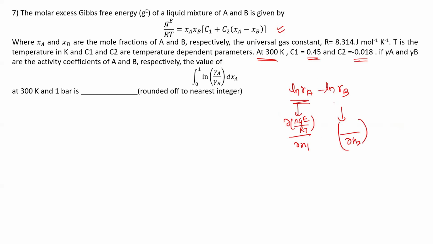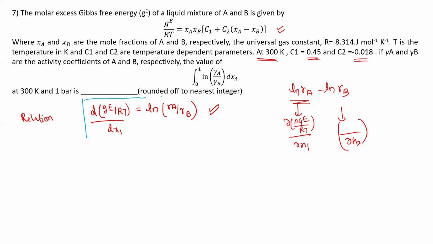Of course, you will get the answer through it, but a smarter way to relate to this is, you have a relation in terms of xi, okay? d of Ge by RT by dx1 equals ln gamma A by gamma B. This can be mathematically proved, okay? A proven relation, okay?